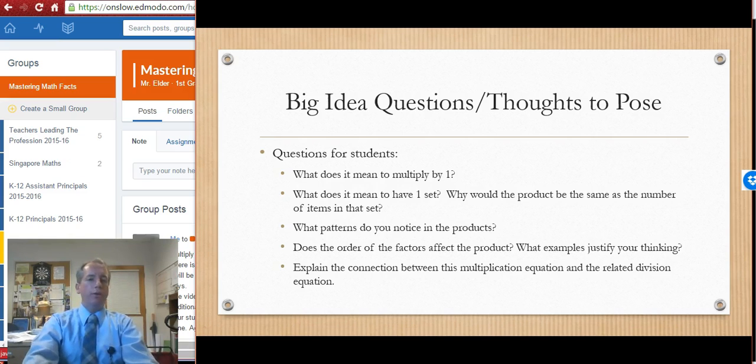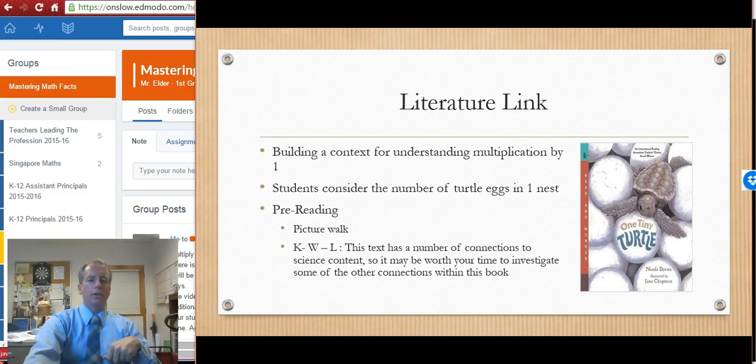Does the order affect the answer? And what is the connection between the multiplication equation and the division equation? How do those two things play together, and how can I use one to answer the other?